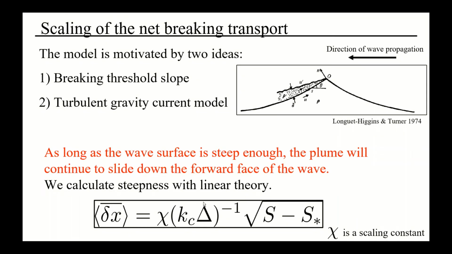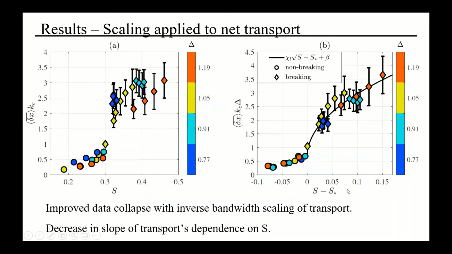So what happens when we apply this model to our measurements of the net transport? According to this model, the net transport should scale inversely with the bandwidth, and it should scale like (S minus S star) to the 1/2 power. So here on the right-hand side, we have applied that model to the plot I showed you earlier of the net transport by normalizing the net transport with the bandwidth and plotting it versus S minus S star rather than just S. And you see that when we do that, all these different trends that the different bandwidths were following sort of come together and follow a single trend.